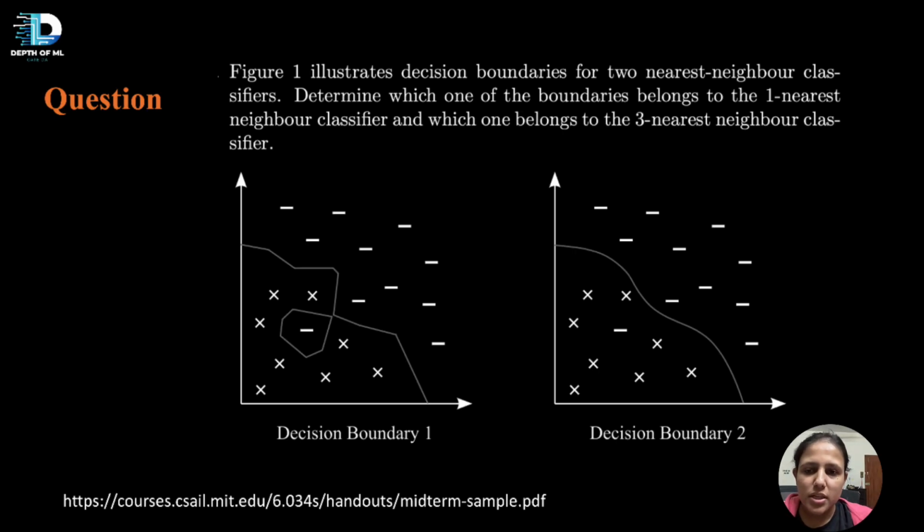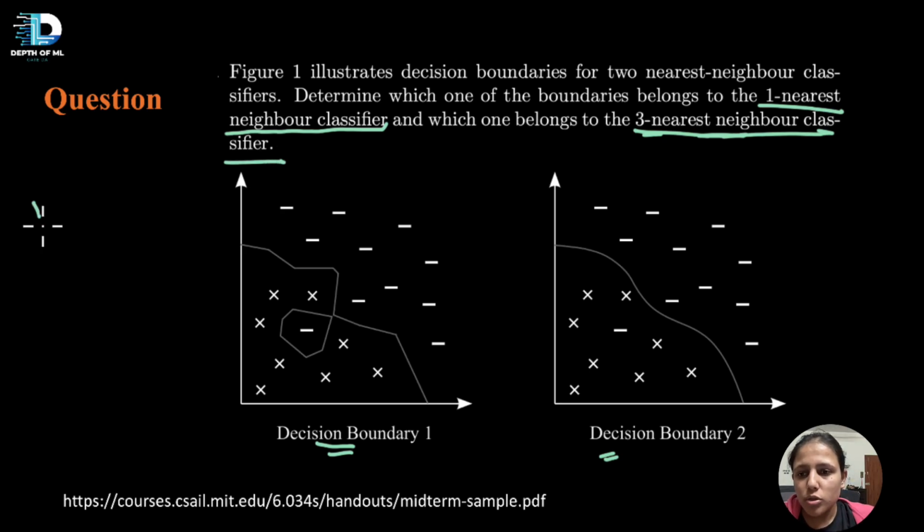What the question says is, the figure 1 illustrates decision boundaries of two nearest neighbor classifiers. Determine which one of the boundaries belongs to the one nearest neighbor classifier and which one belongs to the three nearest neighbor classifier. Okay, so they are saying that there are two decision boundaries that they have given, and one of them belongs to 1 NN or one nearest neighbor classifier, and the other one belongs to the 3 nearest neighbor classifier, and we have to identify which one belongs to which. Okay, so we have to find 1 NN and 3 NN.